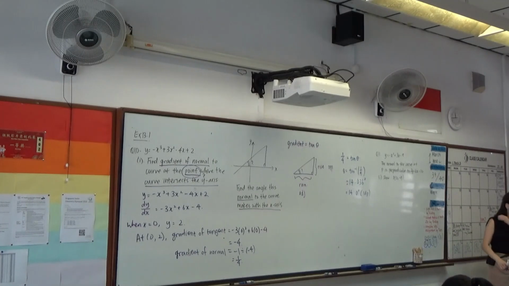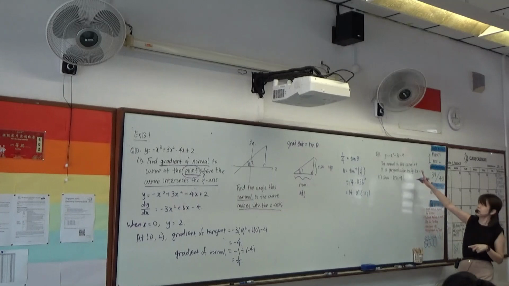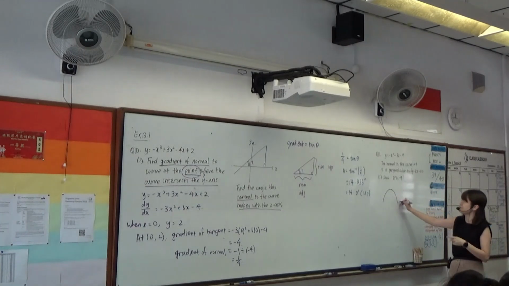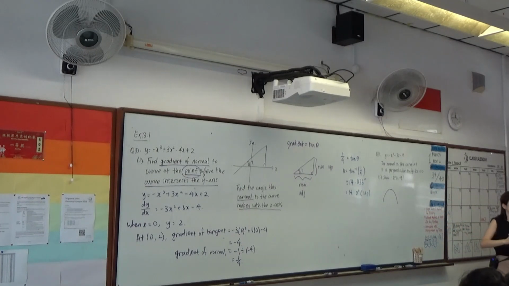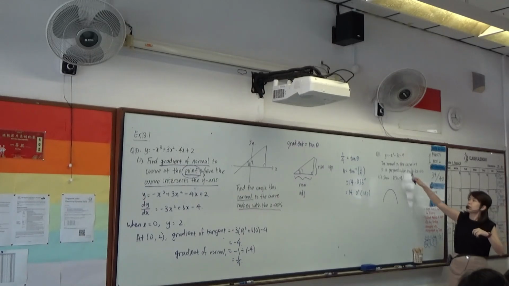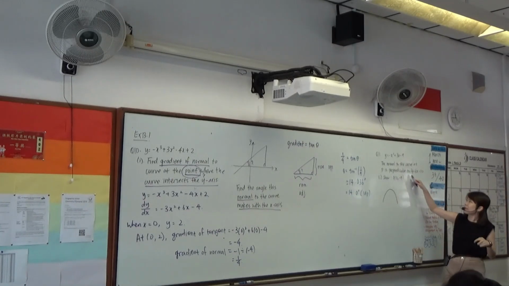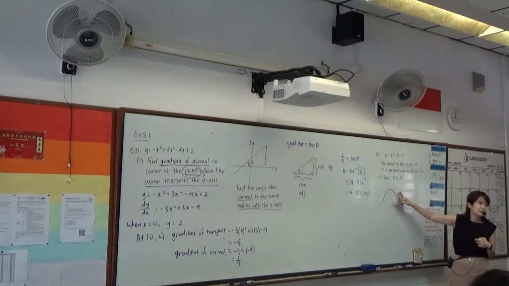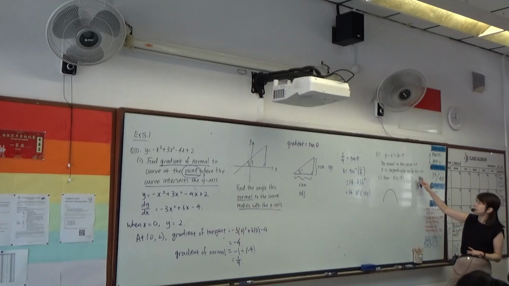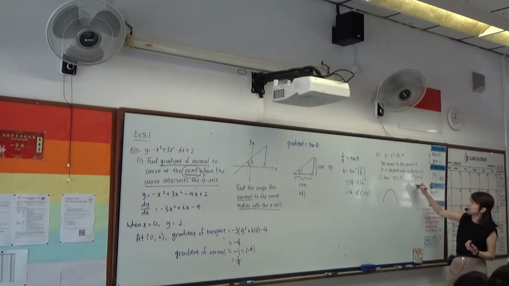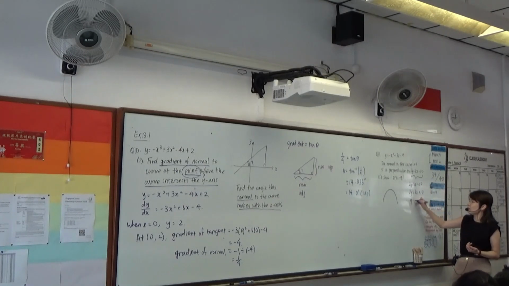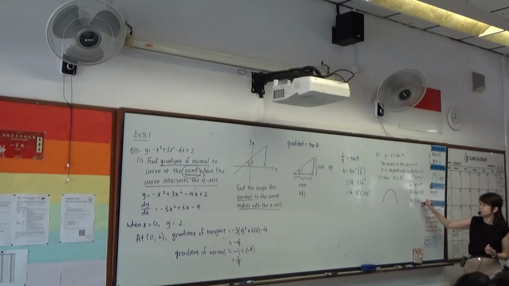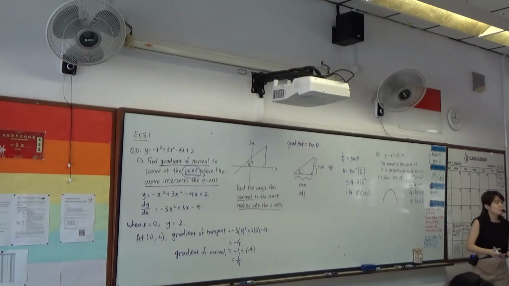It says that a point P lies on the curve. It is again a quadratic curve and it is a sad face because the coefficient of x squared is negative. The normal to the curve at P is perpendicular to a certain line. This line itself may not be found on the curve, may not intersect as well. But just from this line, if I were to manipulate it, I will find that y equals 3x plus 5, which is upward sloping.